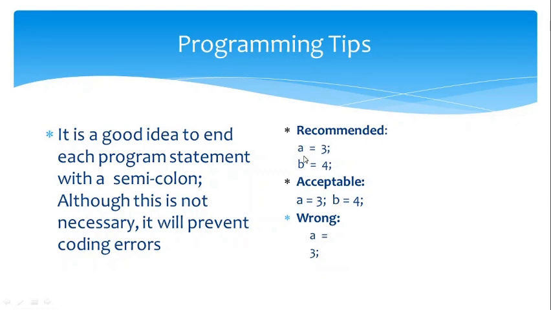So recommended: a is equal to 3 semicolon, written on a single line. b is equal to 4 semicolon, single line recommendation. Or a is equal to 3, b is equal to 4 in a single line, it will accept that. Two variables can be defined in the same line. It will be acceptable with the same data type. But a is equal to 3 semicolon, the last one is wrong. This is not acceptable by JavaScript.